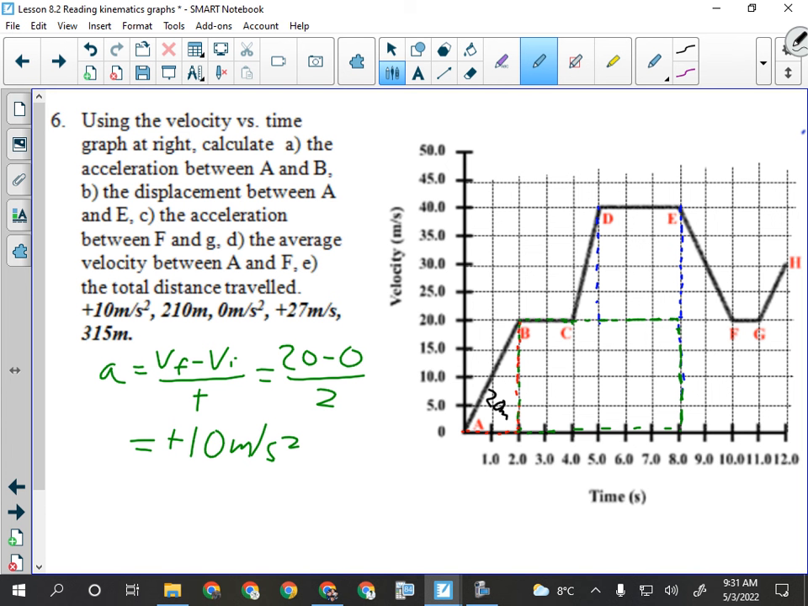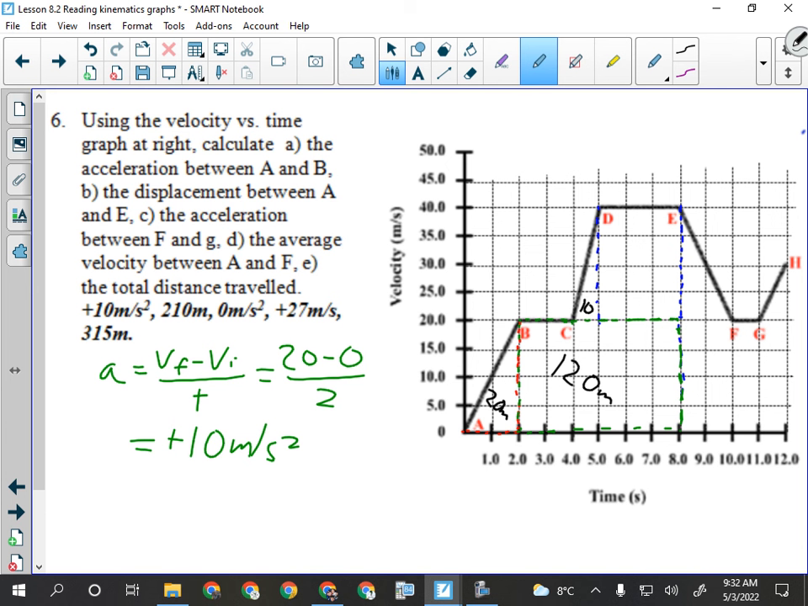The next shape we have drawn is a rectangle that represents a constant velocity of 20 meters per second for the next 6 seconds. So 20 times 6 is going to be 120 meters. Then we have this small triangle above, and it goes from 20 to 40, so its height is 20, its base is 1 second, 20 times 1 is 20, divided by 2 is 10 meters.